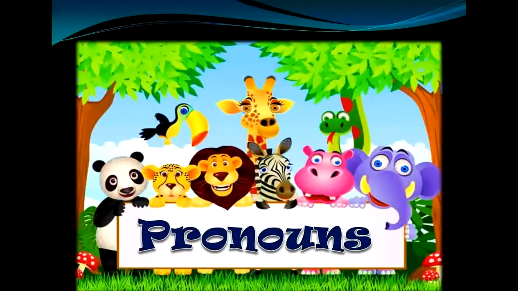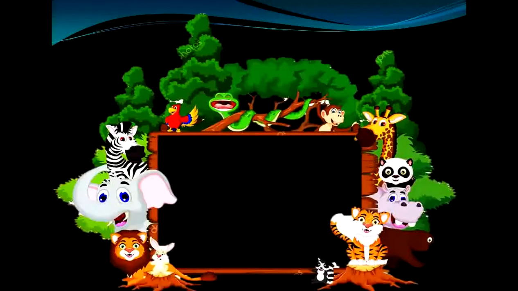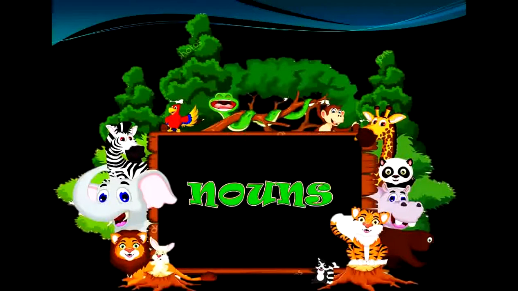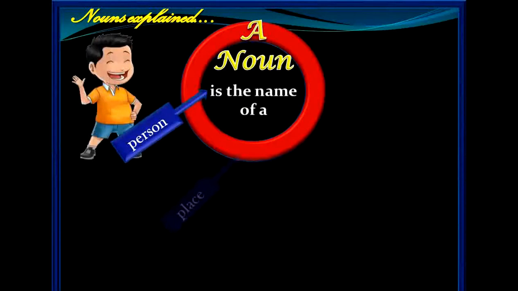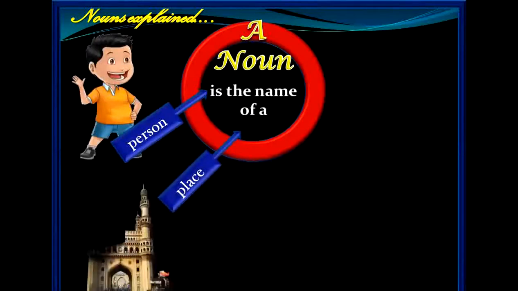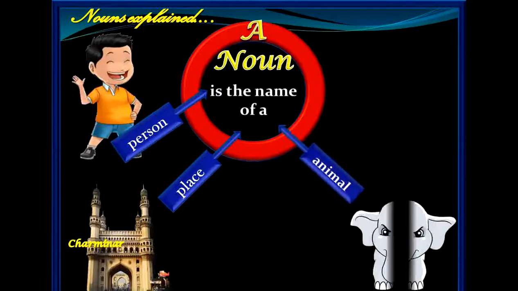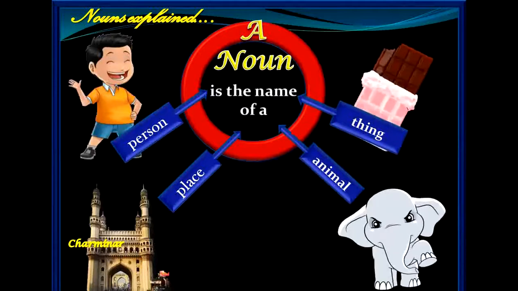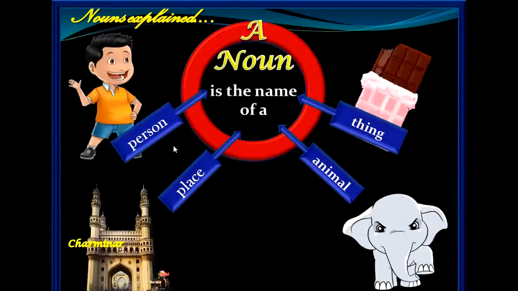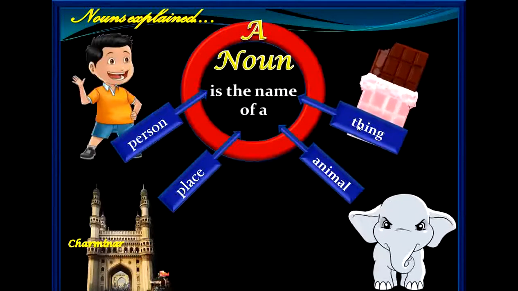Children, any understanding of pronoun is incomplete without learning about nouns. So let's discuss what nouns are. A noun is the name of a person, place, animal, or thing. So a noun is the name of a person, place, animal, or thing.